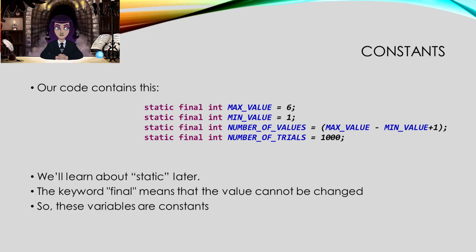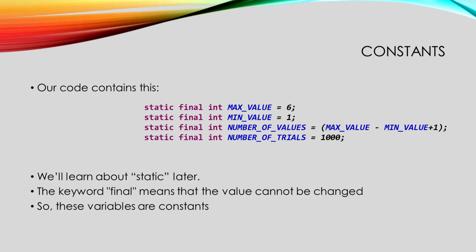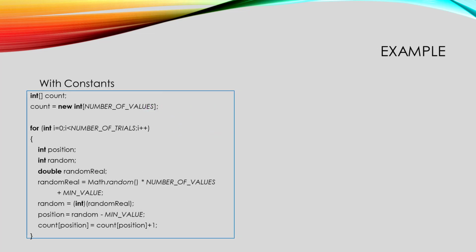Why on earth would you ever want to do that? Well, sometimes there are numbers that drive how our code works. In this case, the type of dice that we're rolling is defined by the constants min value and max value. If you look at the rest of the code, those constants are used in multiple places. Look at this portion of the code from the lab. See how the constants make it readable?